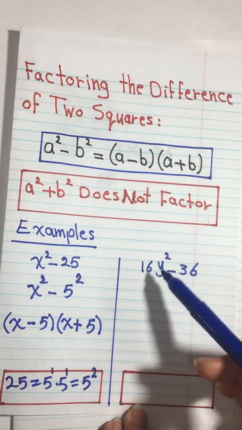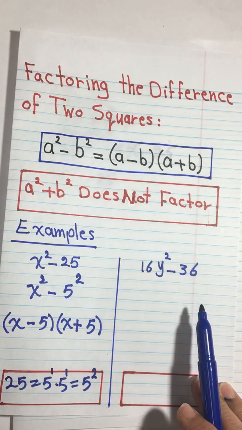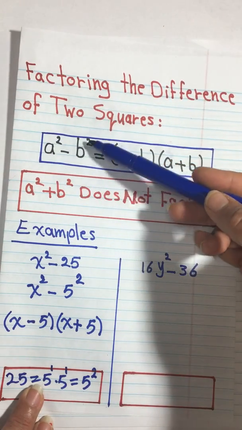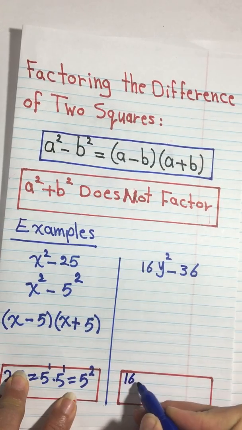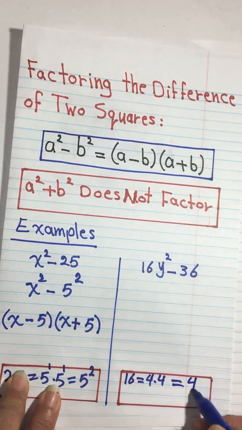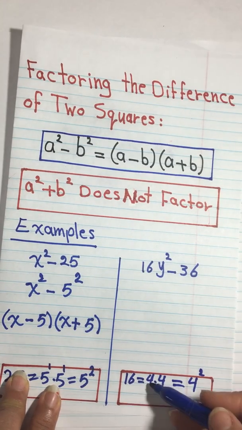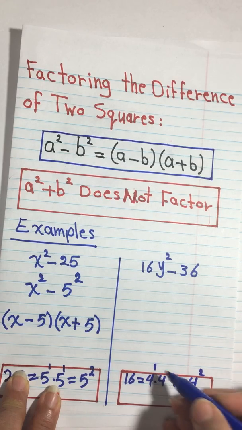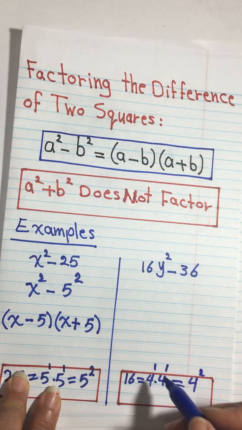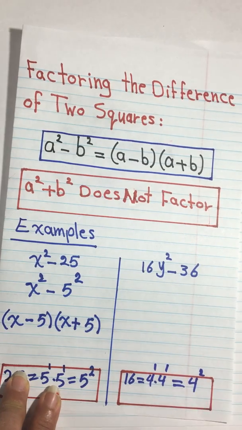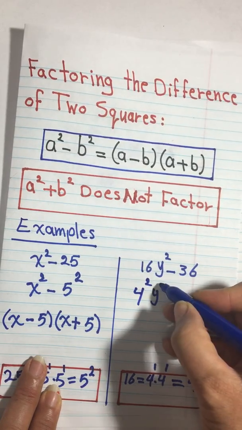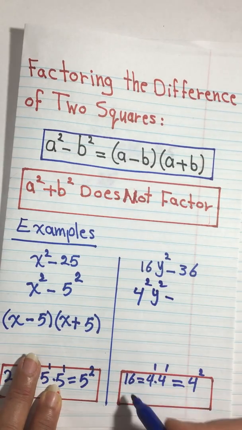Second example, 16y squared minus 36. I have to make these two terms the same as the formula, a squared minus b squared. 16 equals 4 times 4, which equals 4 squared. The power for this 4 is 1, and the power for the other 4 is 1. When I multiply the same bases, keep the base and add up the powers. 1 plus 1 is 2. So 16 equals 4 squared, and put y squared down, minus 36.